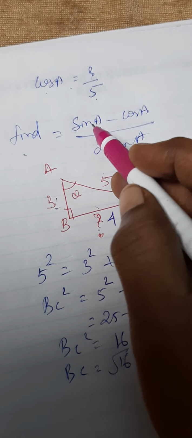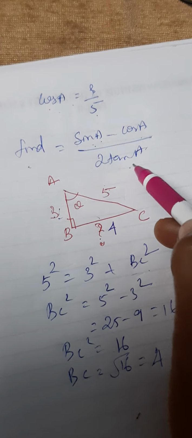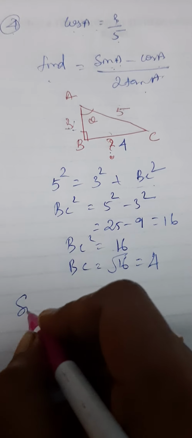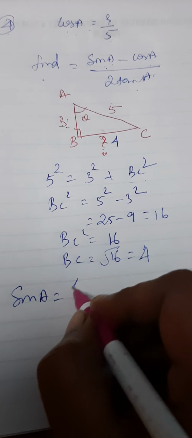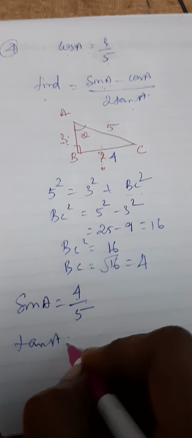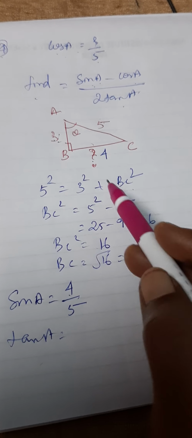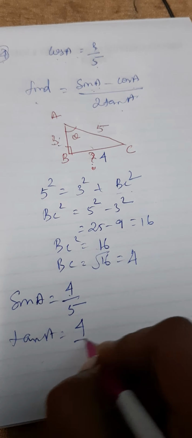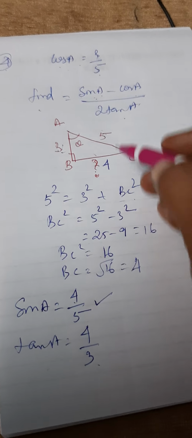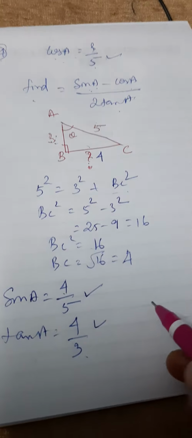Now let us find what is sin A. Cos A is already given. Let us find what is sin A, what is tan A, and then substitute in this. So sin A is equal to opposite side, that is 4 by hypotenuse 5, and tan A is sin A by cos A, or else you can say opposite by adjacent side. So opposite side is 4, adjacent side is 3. So let us substitute all this data, sin A, cos A and then tan A in this, to find the value of it.